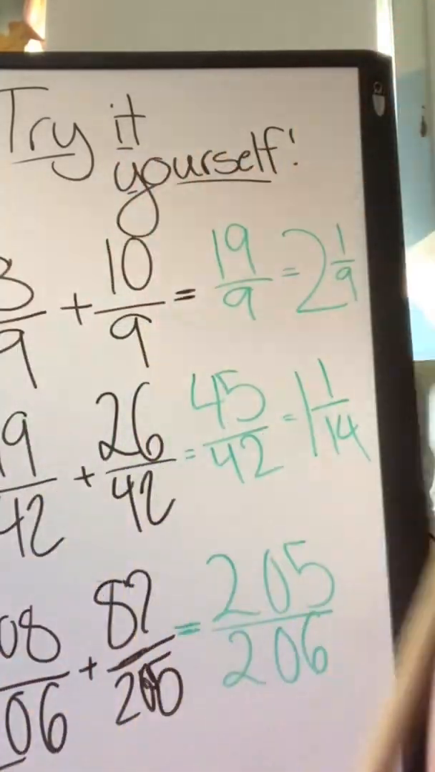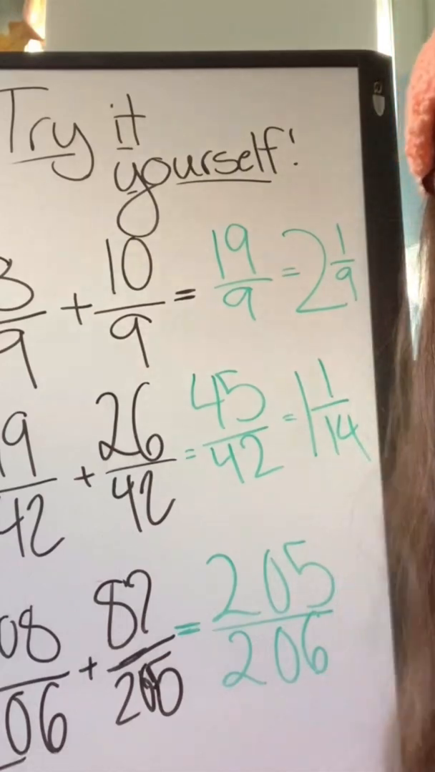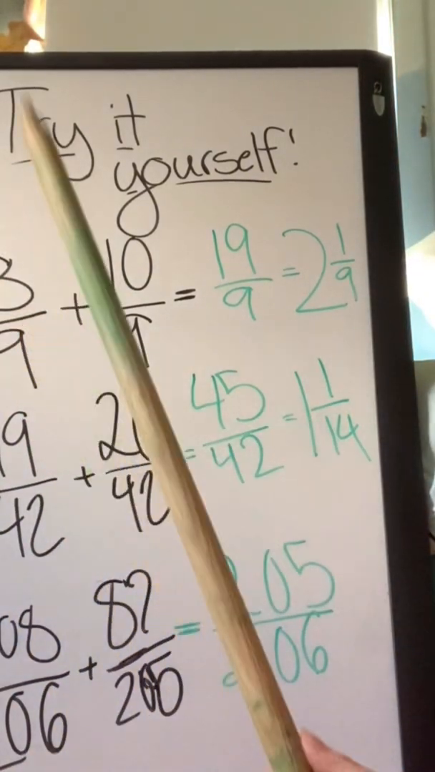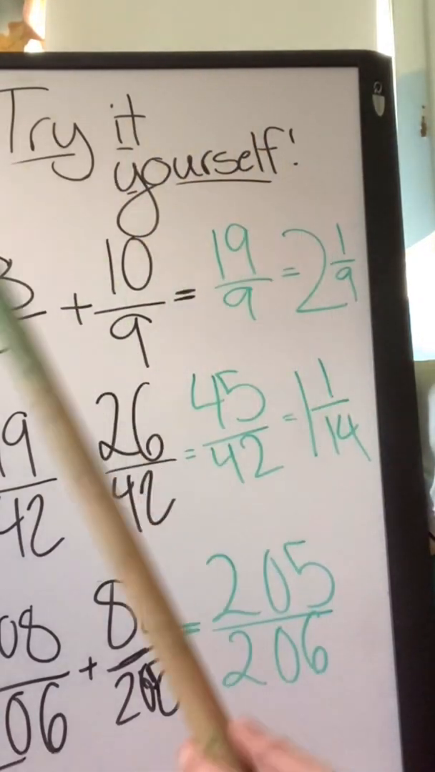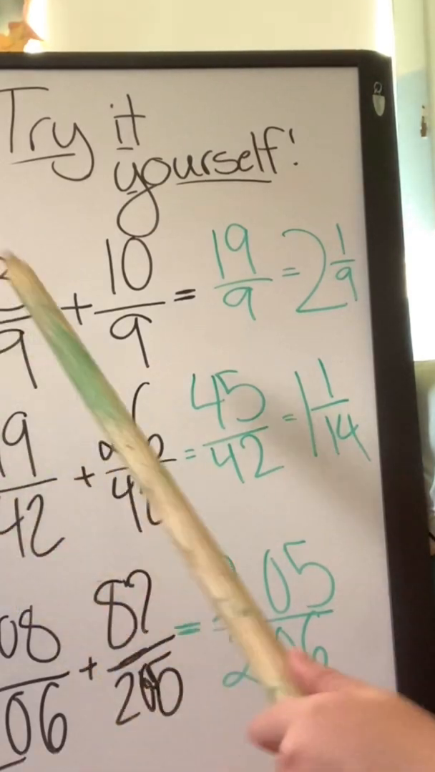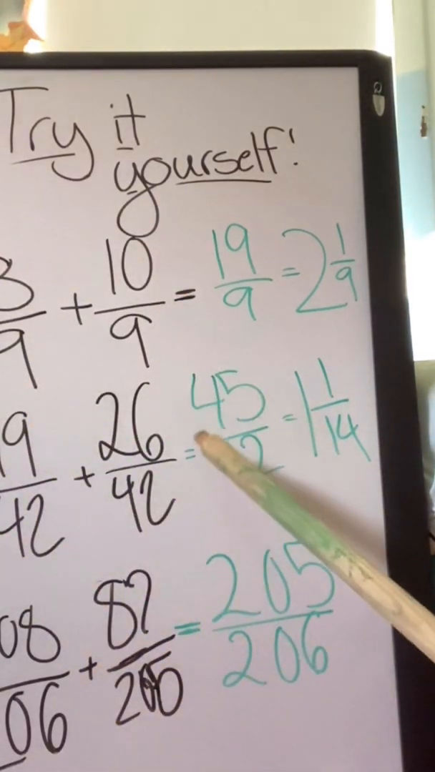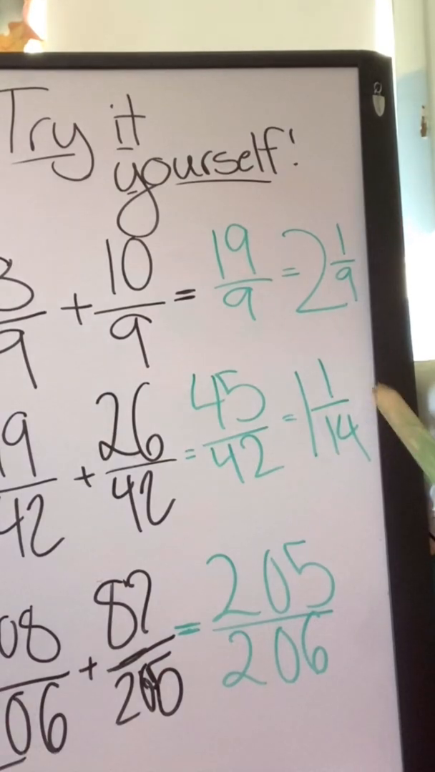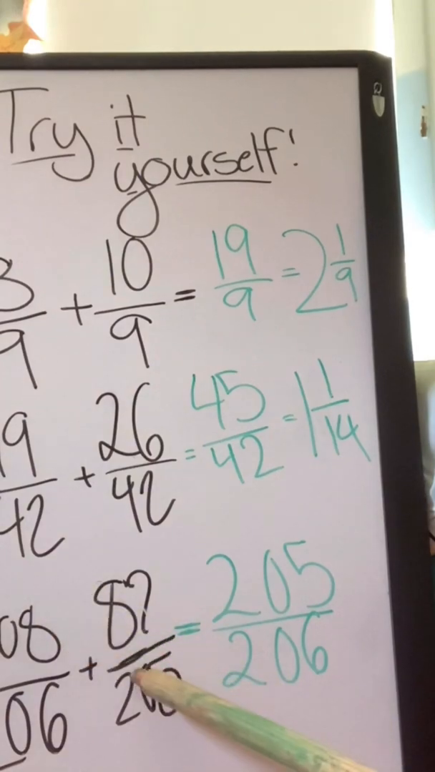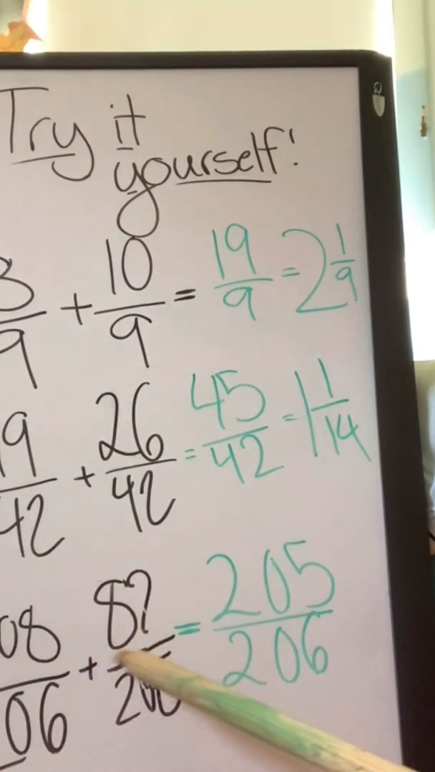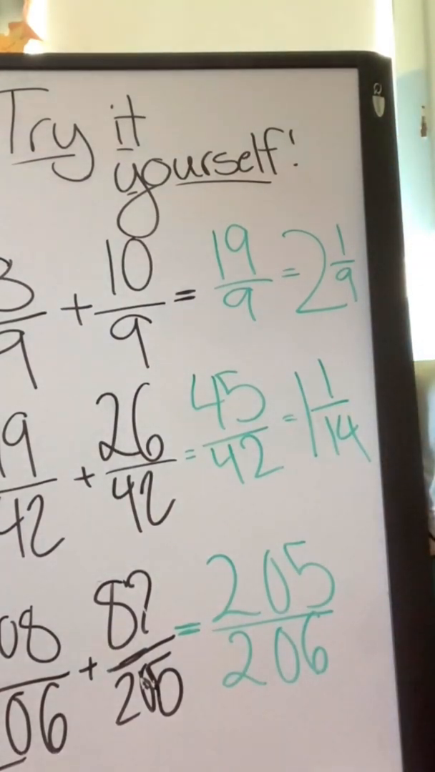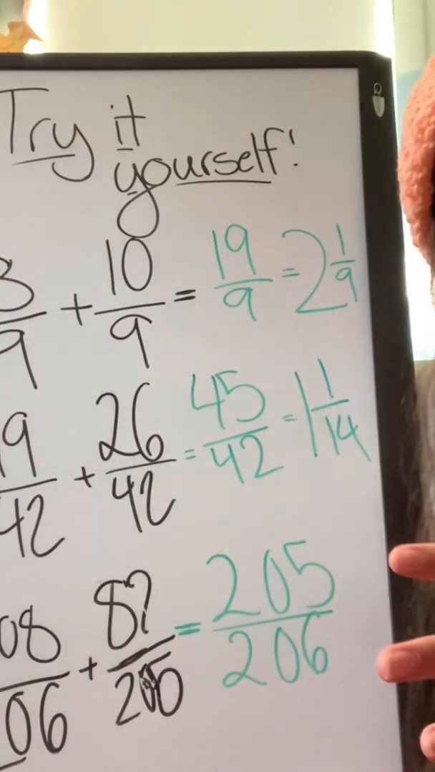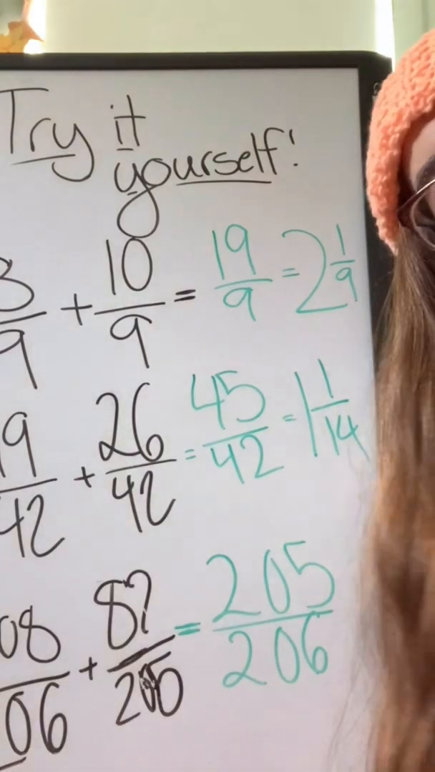Did you do it? Well, these are the answers if you did it. 8 over 9 plus 10 over 9 equals 18 over 9 equals 2. 19 over 42 plus 26 over 42 equals 45 over 42 equals 1 and 1/14. 108 over 206 plus 87 over 206 equals 195 over 206. If you got these right, excellent job. If you didn't, that's okay. Not everyone expects to get them right first try.